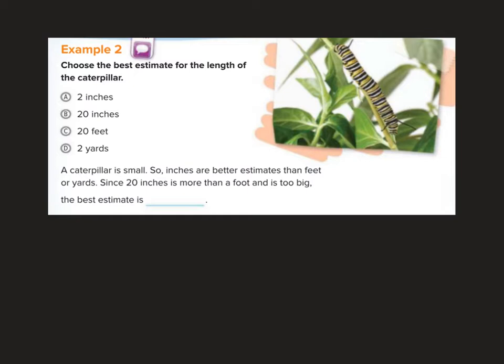Choose the best estimate for the length of the caterpillar. Do we think it's 2 paper clips long, 20 paper clips long, 20 math books long, or 2 chairs long? Okay, obviously 2 inches, right? A caterpillar is so small, so inches are the best estimate rather than feet or yards. And since 20 inches is more than a foot, it is too big. So the best estimate would be 2 inches. Good.